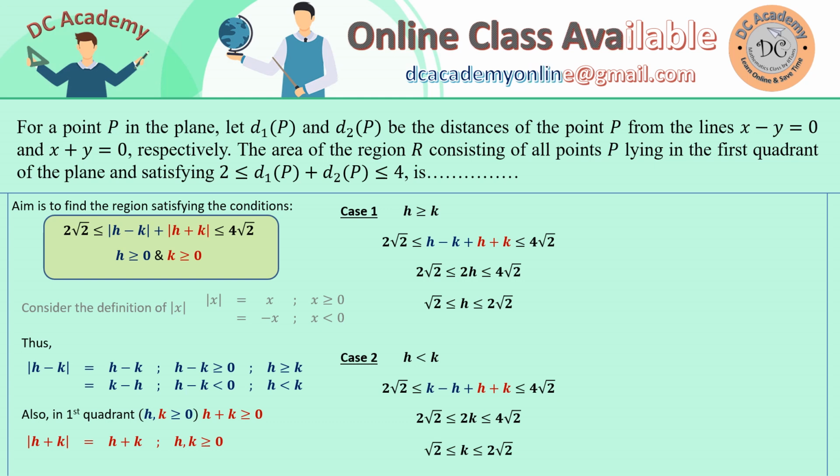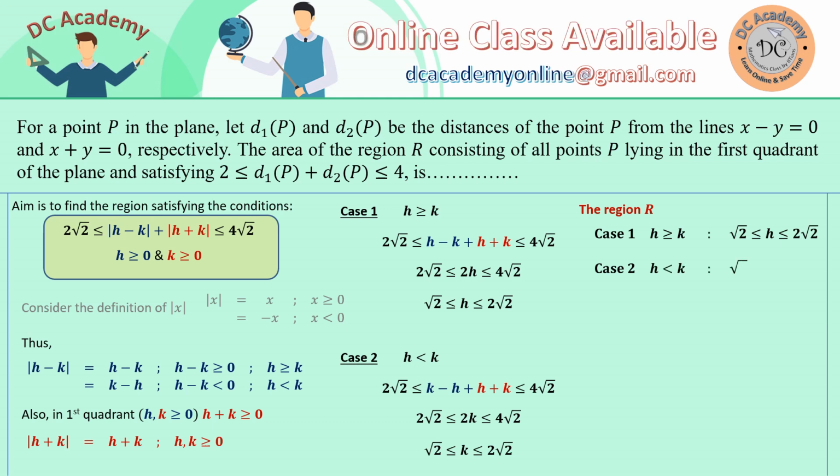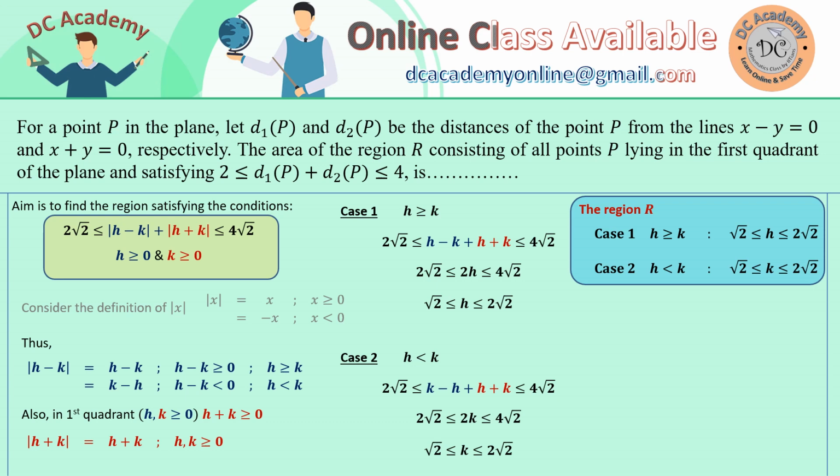So therefore, we can rewrite our required region in this way. When h is greater than or equal to k, case 1 states that h must lie between root 2 and 2 root 2. So this is the region we have to locate, but we have a constraint that h is greater than or equal to k. For case 2, when h is less than k, our region will be root 2 to 2 root 2, but for k lying between that. So this is the required region we have to find.